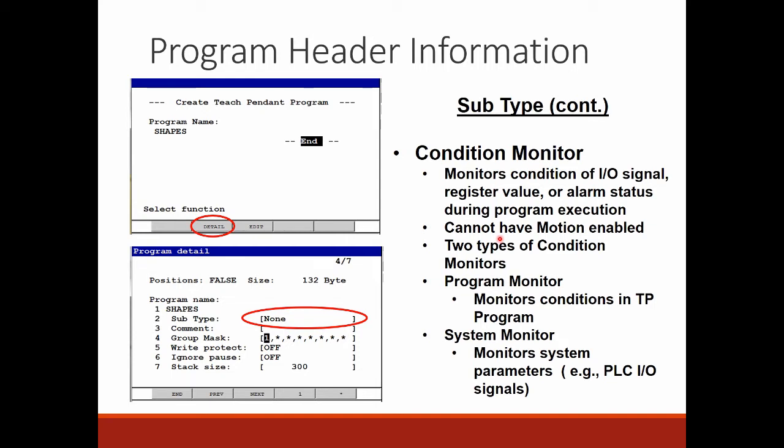So it cannot have any motion enabled as part of that condition monitor. It would just toggle states of I/O or memory registers, but we can use this as a way to monitor programs. It would monitor the conditions in a Teach Pendant program, or a system monitor in which it looks at different I/O signals from either a PLC or some other external source.